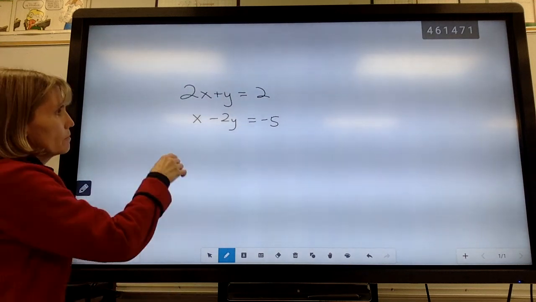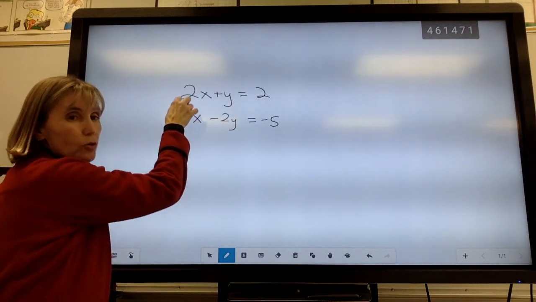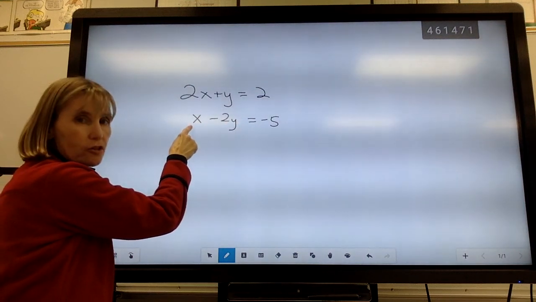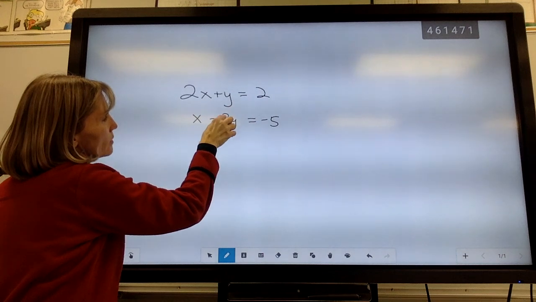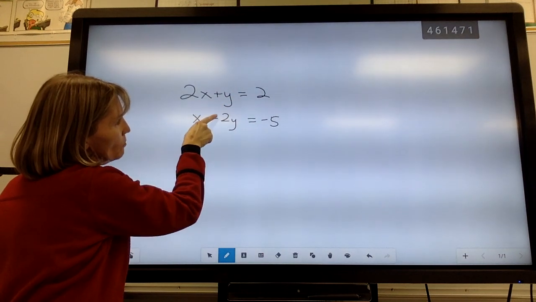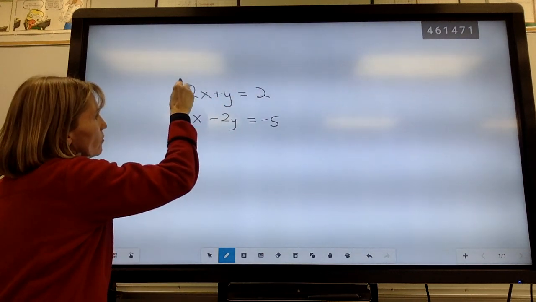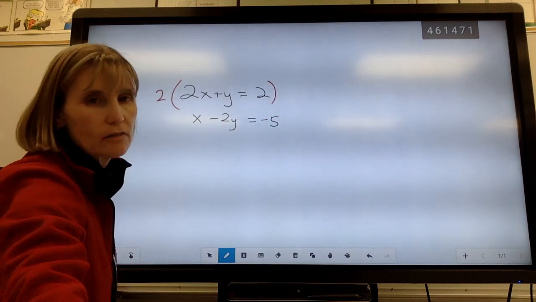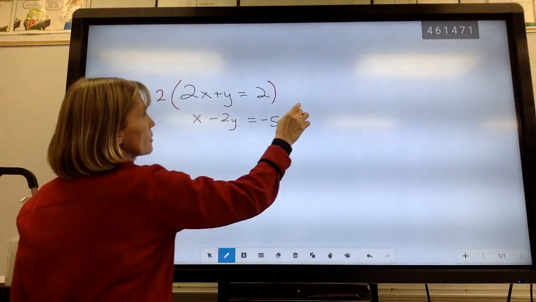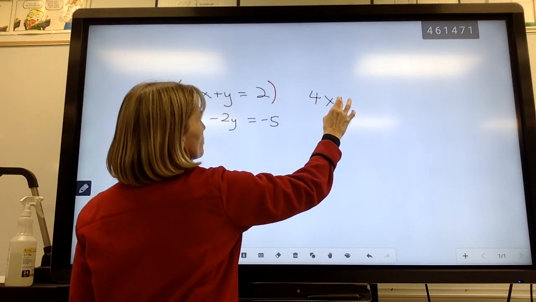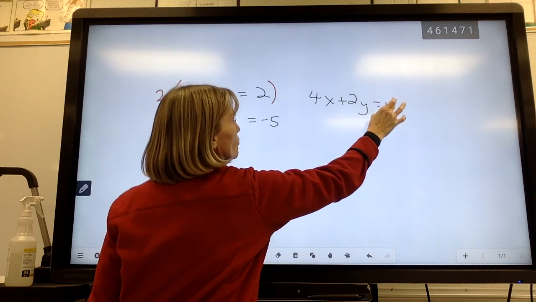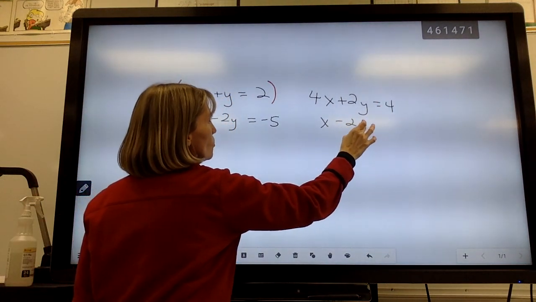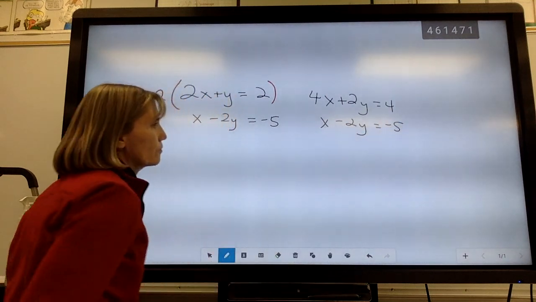You've got your choice here. If I want to eliminate the x's, I would have to multiply the bottom equation by negative 2. If I want to eliminate the y's, I would just have to multiply the top equation by positive 2. I'm going to go ahead and do that. Multiply this by a positive 2, and I have to multiply both sides of the equation by that. So this is going to become 4x plus 2y equals 4. On the bottom equation, I'm going to have x minus 2y equals negative 5.